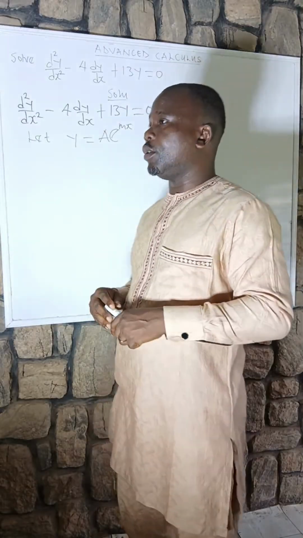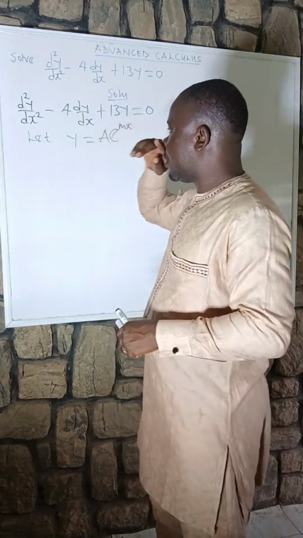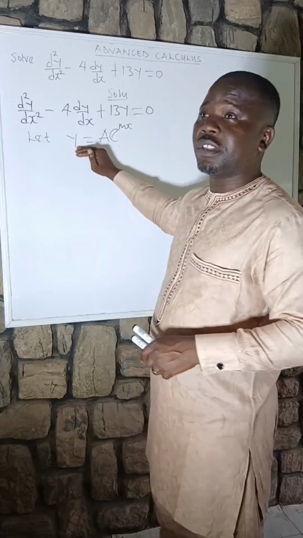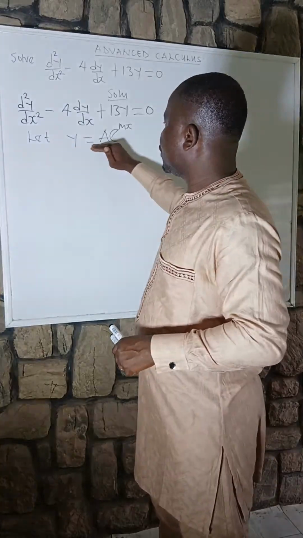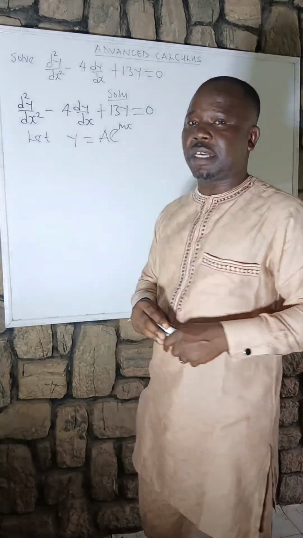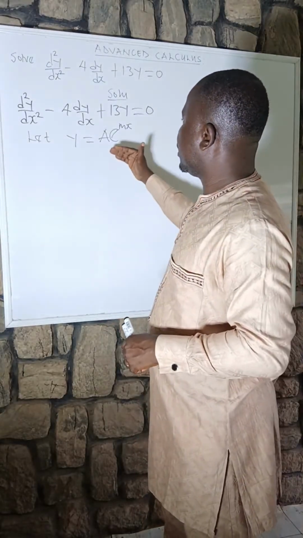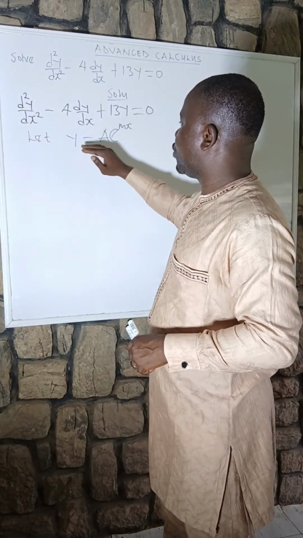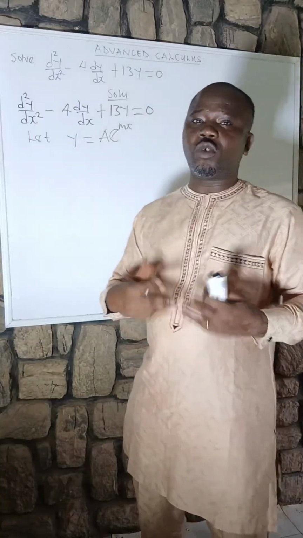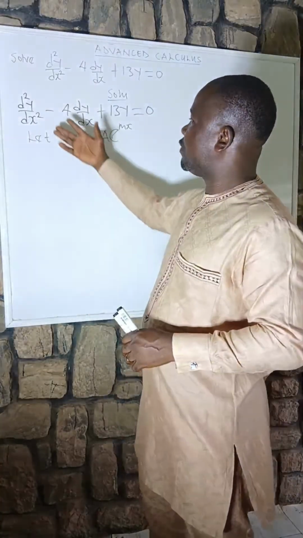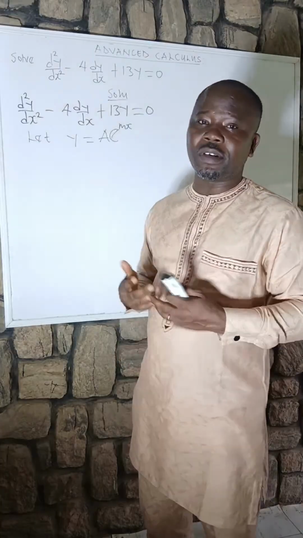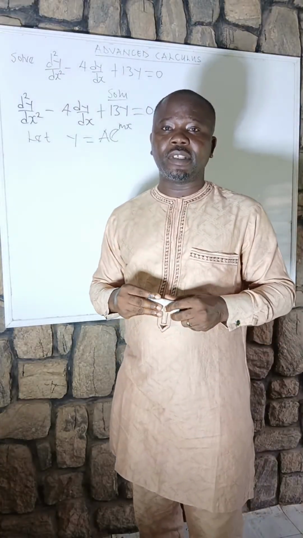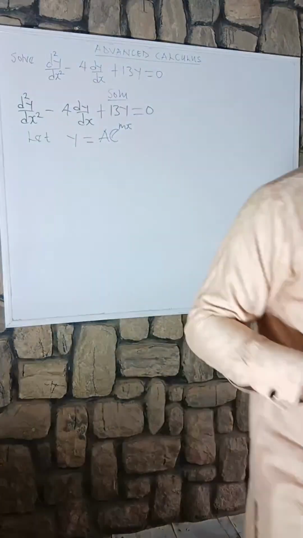So let's do it together. What next is for us to differentiate this function with respect to x. We are not just going to differentiate it once, we will differentiate it twice, because the differential equation is second order. Do you agree with me?